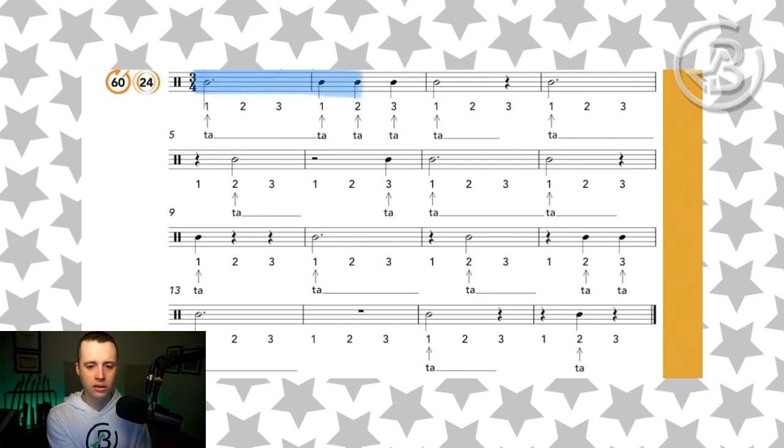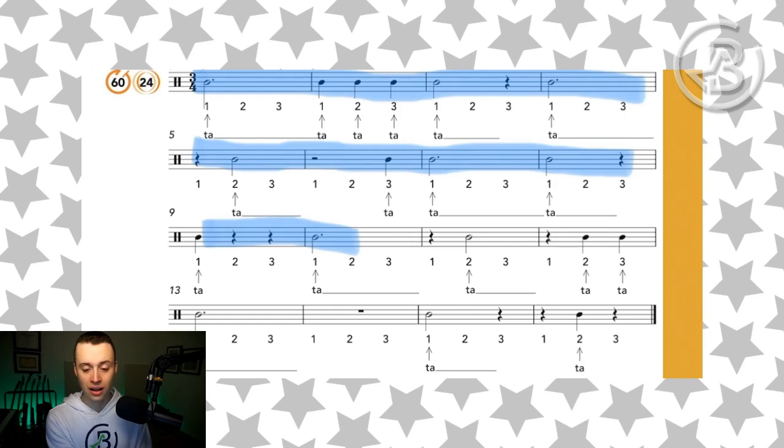Ta, ta, ta, ta, ta, ta, ta, ta, ta, ta, ta, ta, ta, ta, ta, ta.